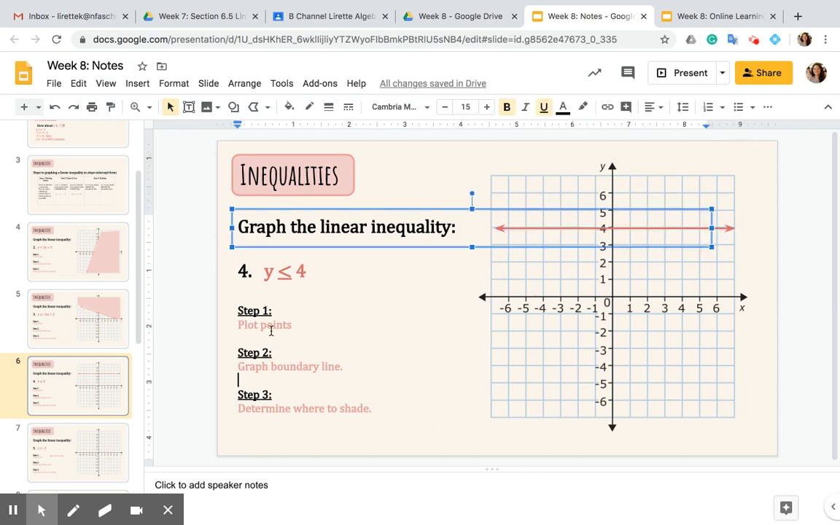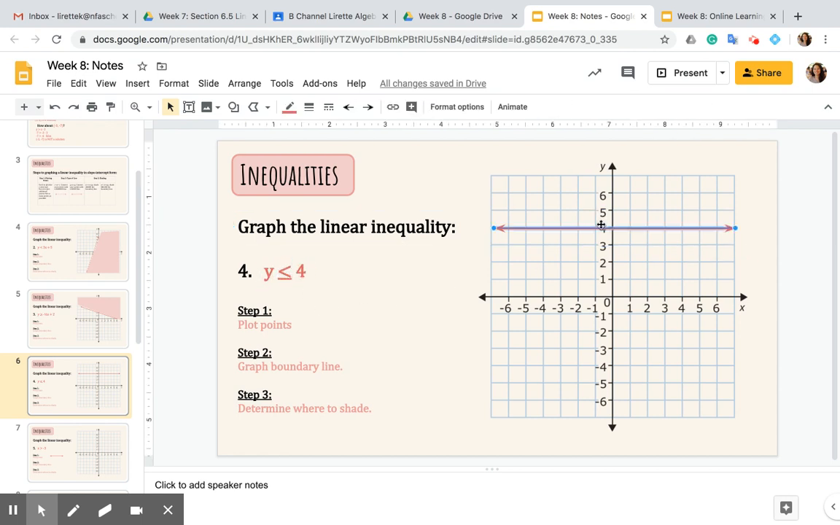So my points are technically plotted. I just want to make sure that my boundary line is graphed appropriately, meaning do I need a solid line or a dashed line? Well, I've got a bar, so I leave it solid. If it was without the bar, I would have to go back and make this dashed.